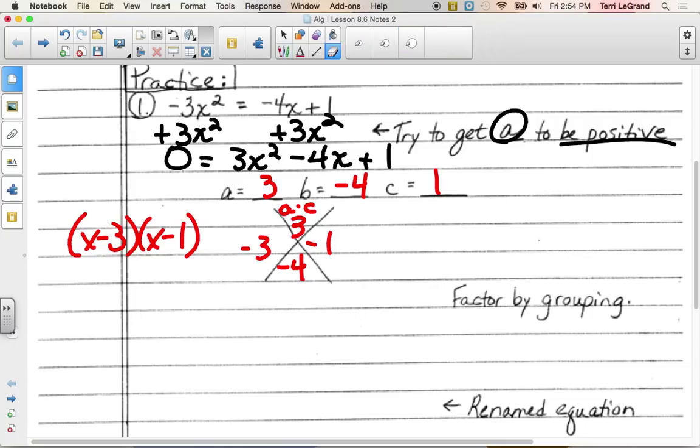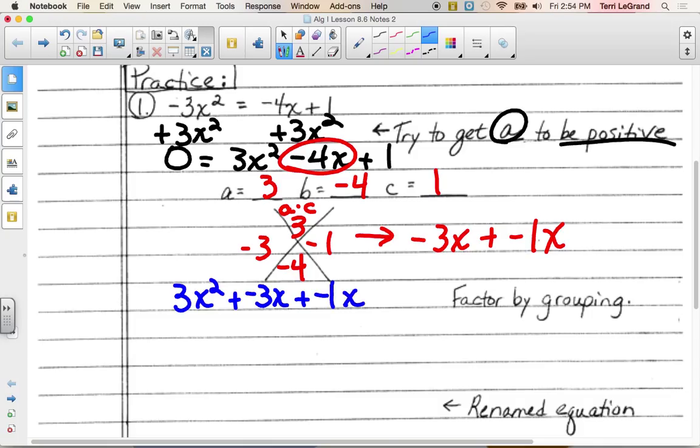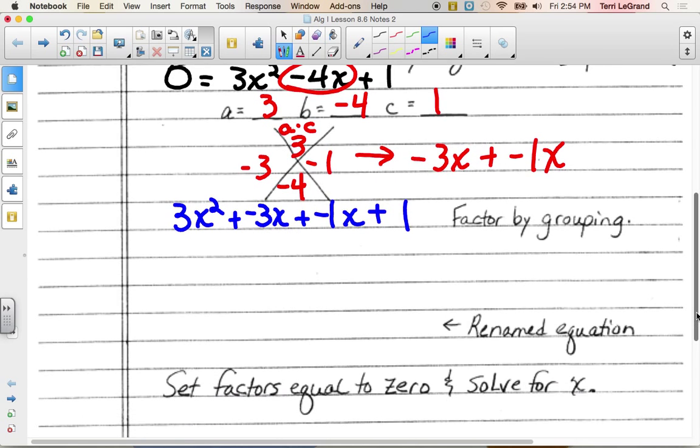So what do those numbers really become? Negative 3x plus negative 1x. Because those are going to replace our negative 4x in our trinomial, aren't they? So now we'll go down and rename our trinomial as a 4-term polynomial. The only thing that got changed in our trinomial, the negative 4x got replaced by the negative 3x and the negative 1x. And now we're going to factor by grouping.